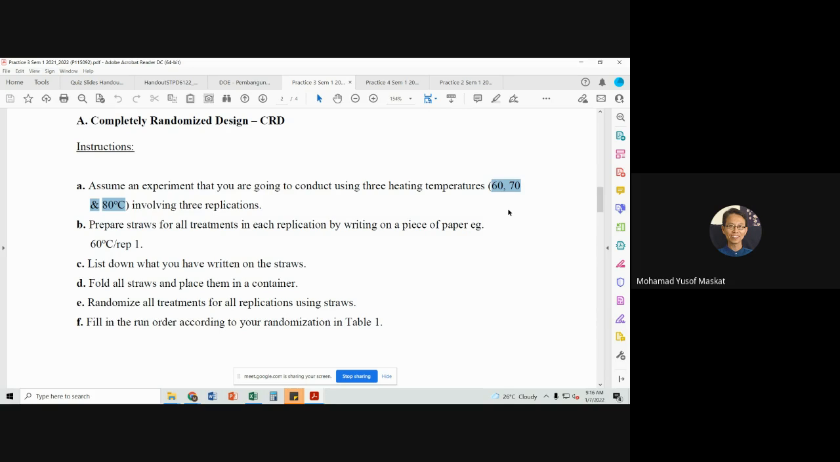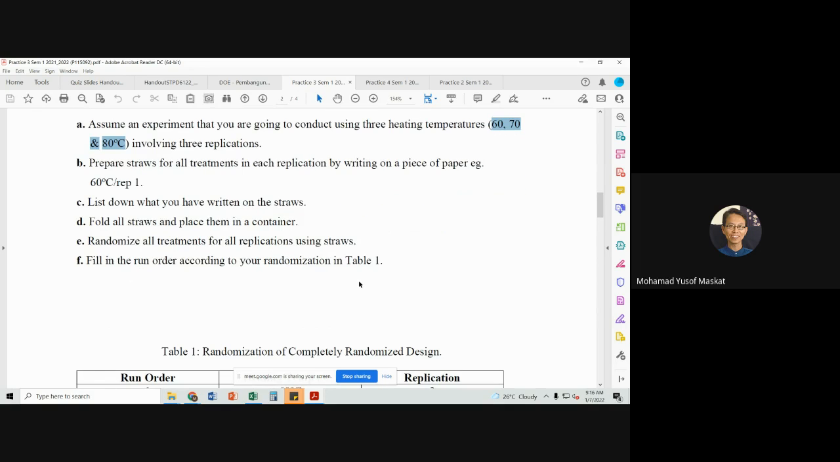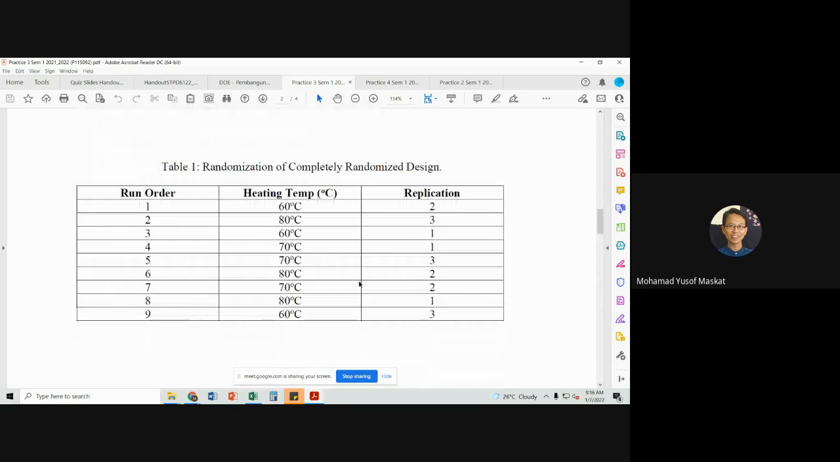Then you are doing 3 replications. So in total, how many samples? You have 3 times 3, that is 9 samples. So you have a run order consisting of 9 samples over here, and you have to totally randomize all the 9 samples. This is depicted over here, where you can see that there is total randomization of the heating temperature, where it is not in a systematic order, and the replication is also totally randomized.